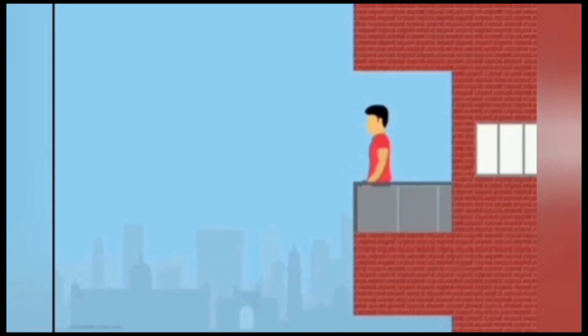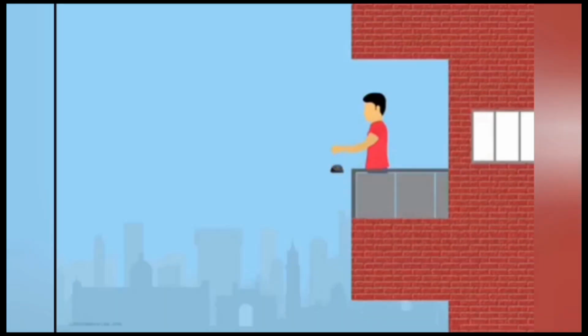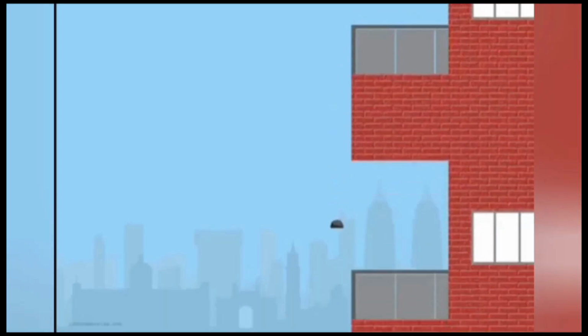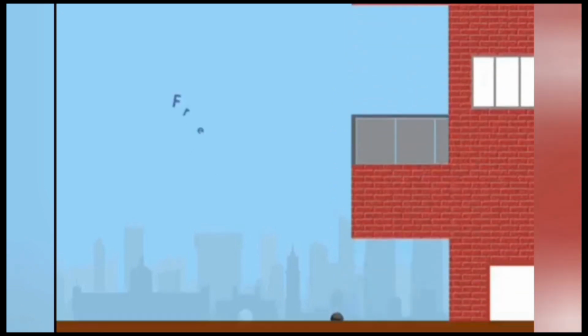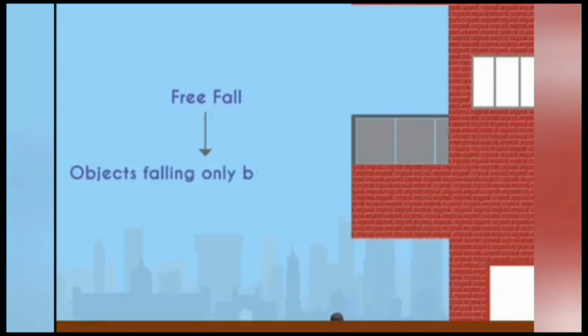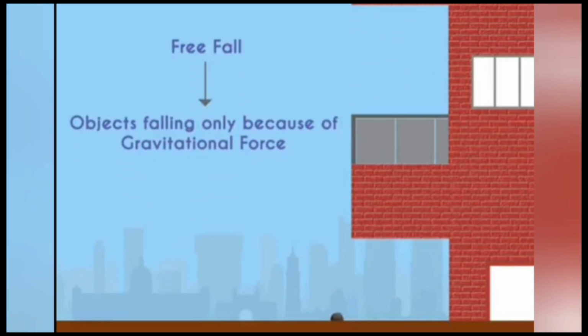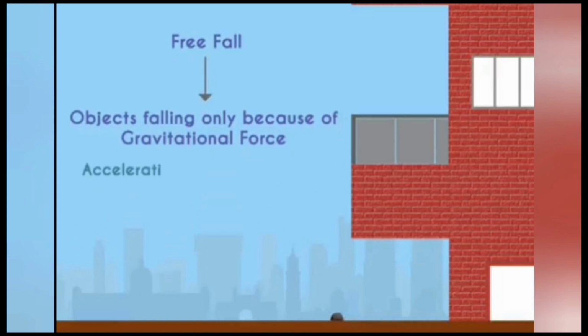Now let us see a real life situation. We are leaving a stone from a multi-storied building. The stone will go towards the earth. This is an example of free fall. The object is falling only because of the gravitational force. While the stone is falling, it accelerates. This acceleration is due to gravity, and this is denoted by lowercase g.